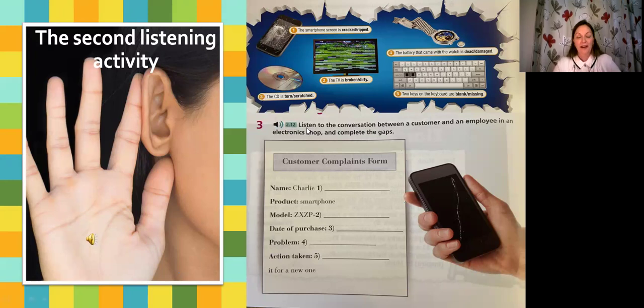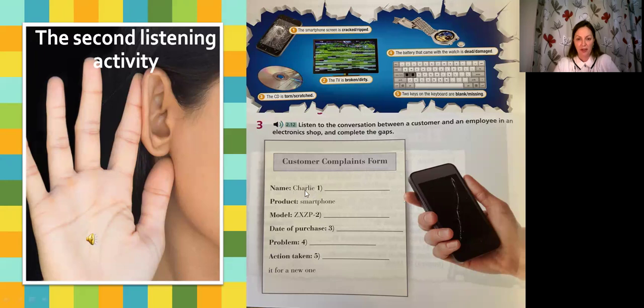And I tell them that now they're going to listen to the conversation between a customer and an employee in an electronics shop, and they should complete the gaps. Before we listen to the text for the first time, we are going to read this customer complaints form. Name, Charlie, and we have a gap. And I ask them, what do you expect to hear?